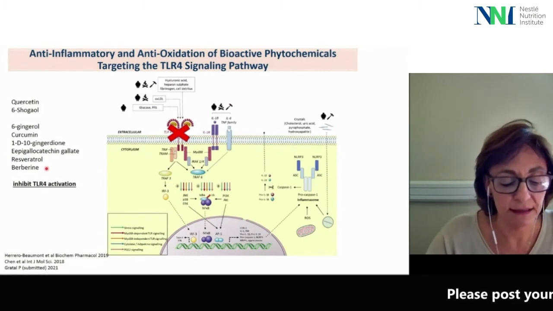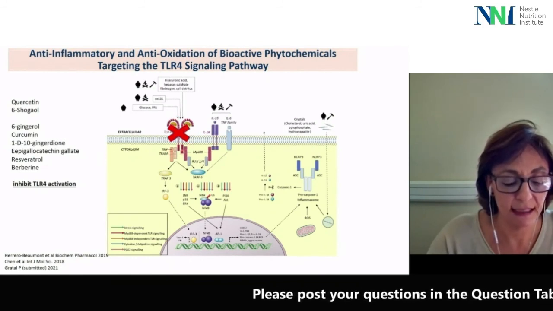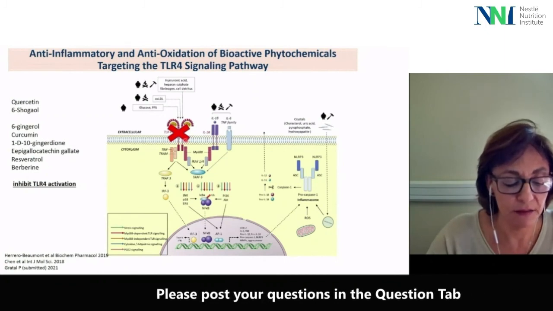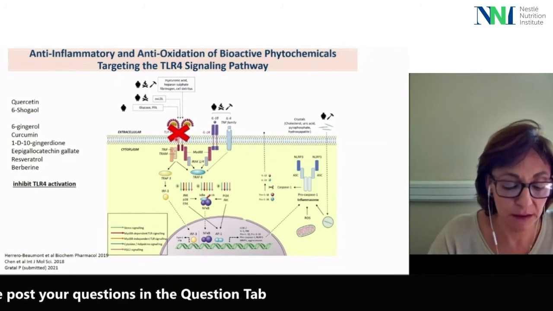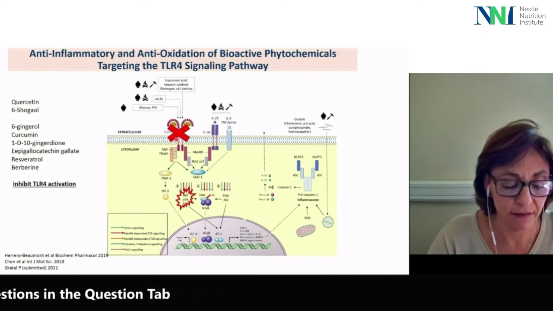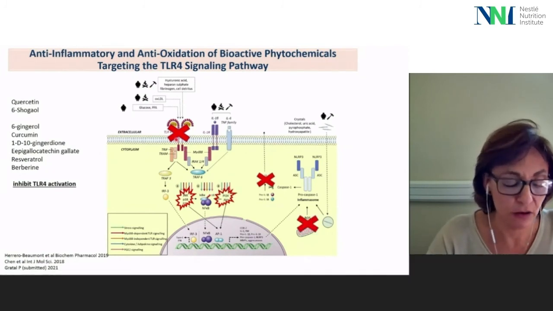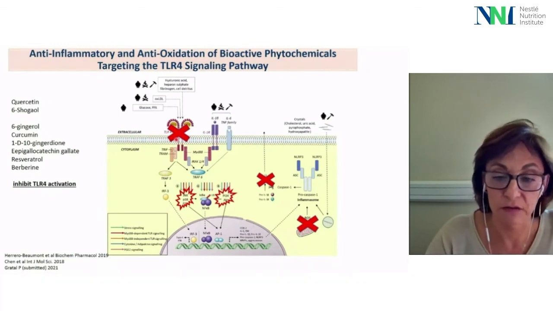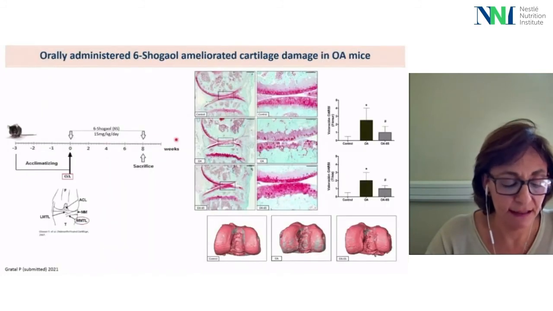In our group, we have recently described that 6-shogaol is able to interrupt the signaling by direct binding of this molecule with the TLR4 receptor complex. And independently of this property, 6-shogaol was able to inhibit different kinases in the intracellular pathway and has an antioxidative effect, modulating mitochondrial signaling. In line with these properties, we have demonstrated that this molecule, 6-shogaol, orally administered, is able to ameliorate cartilage damage in an experimental model of osteoarthritis in mice.